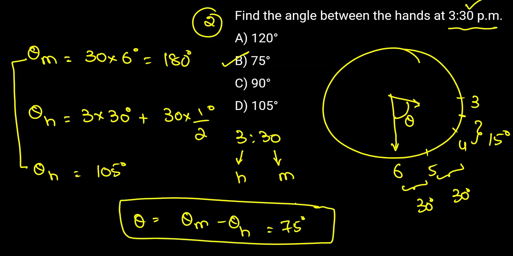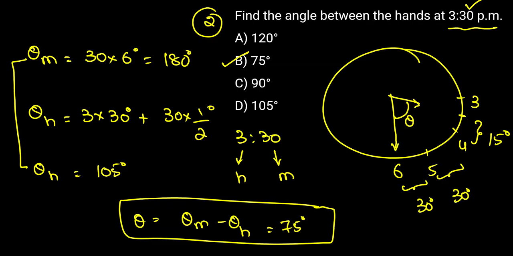No sir, you developed one formula: 30h minus 11m by 2, or 11m by 2 minus 30h. It's your wish. See, we have three methods. One is analyzing individually, the other is directly. At 3:30, as I can see the position of our hands, I know exactly, so I am doing it directly, or using the formula. It's all up to you. We are giving multiple ways of approaching. Right, so 75 degrees is the answer.